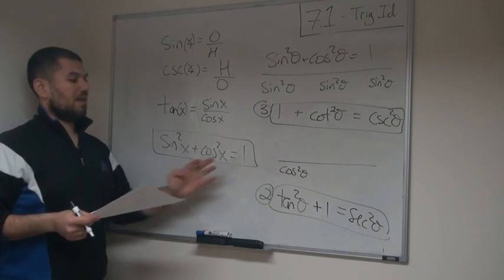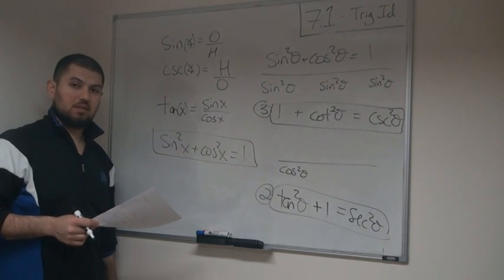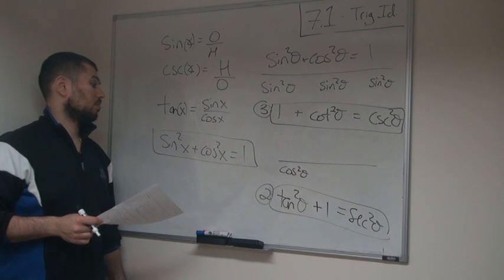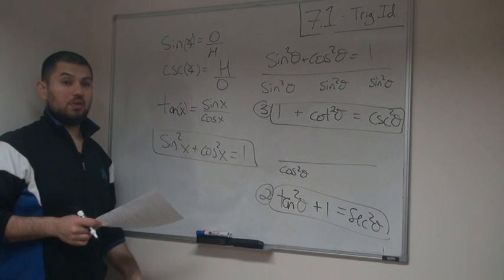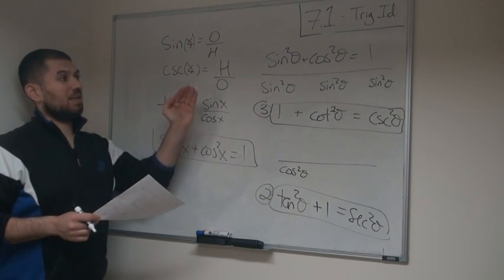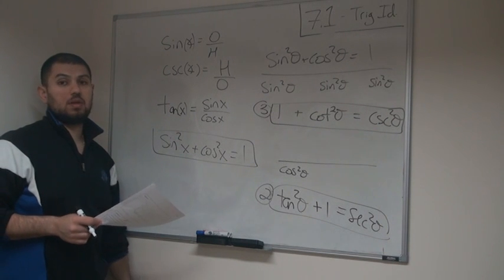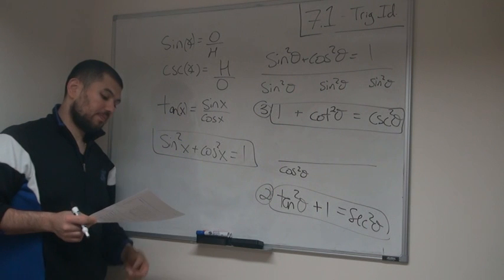So I can derive the other two based on the first one. I never memorized the other two when I was in your shoes. I really only knew this one, and then was able to derive the other two based off of this one by either dividing the whole equation by sine squared or the whole equation by cosine squared. It's up to you. If you guys prefer memorization, you can definitely do it.